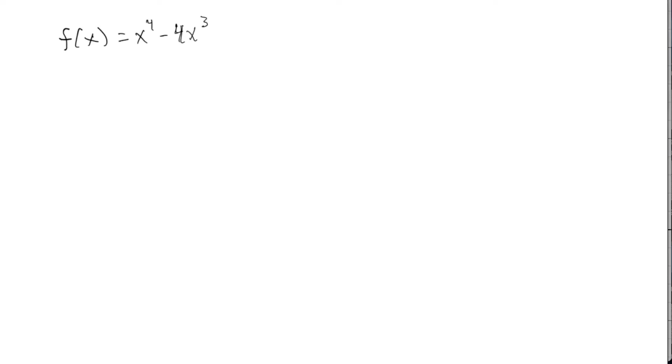Now, we've talked about finding local extreme values in the prior chapter, right? We talked about maximizing and things of that nature. So what we're going to continue to do here is develop our tools of analysis. Now, here's a function f of x equals x to the fourth minus 4x cubed.